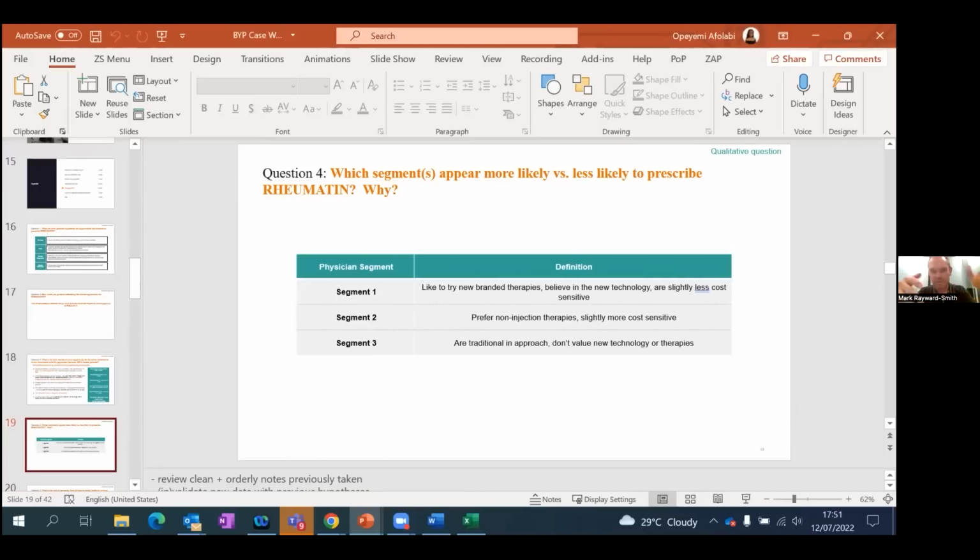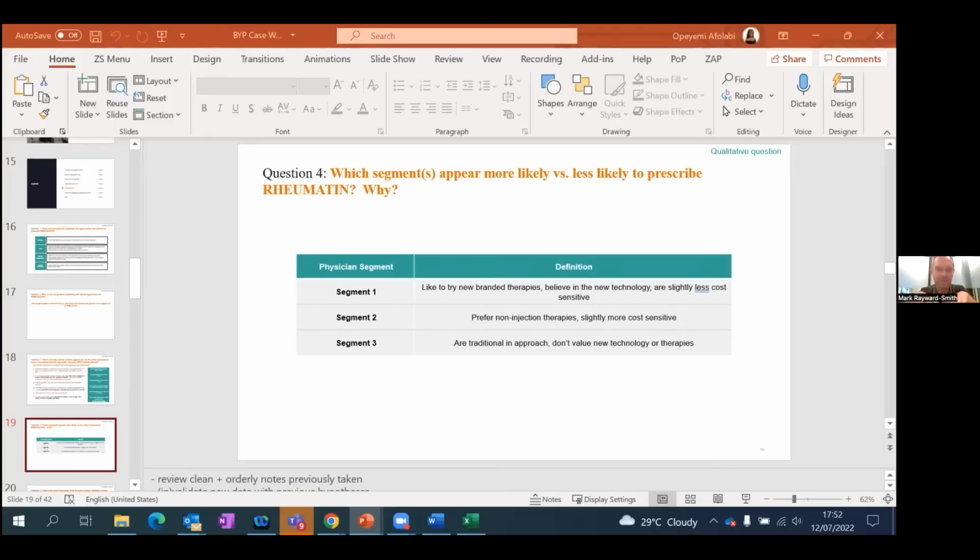So having done the quantitative number on the prior slide, the next thing's about segmentation. So this is more about marketing, right? And so the interviewer would say, okay, right, great. So let's assume now we've done some market research and we've uncovered these different customer segments. Okay, which do you think would be more or less likely to prescribe Rheumatin?